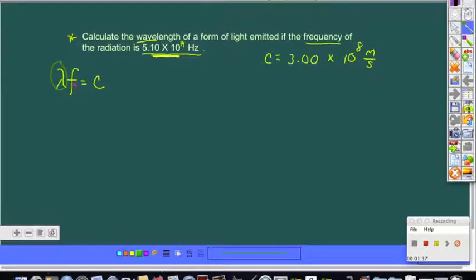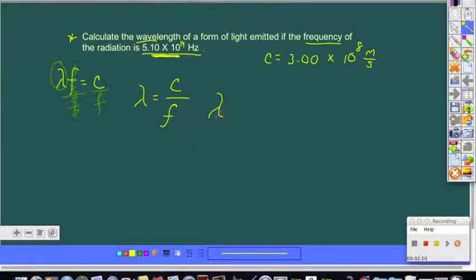Now to do that, we're going to get rid of frequency on this side of the equation. And since we divide by frequency on one side, we must do so on the other. And our formula ends up becoming wavelength is equal to the speed of light divided by the frequency of that wave.